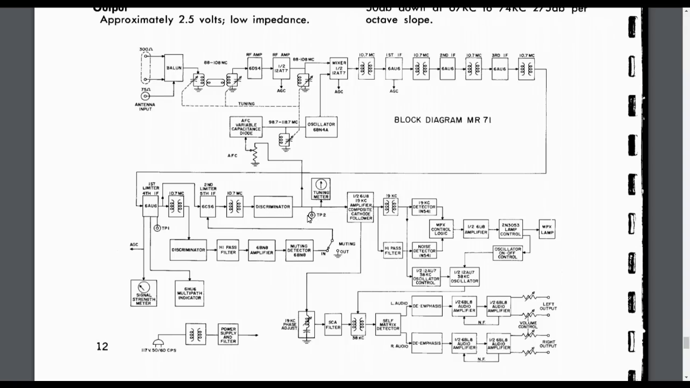And then test point 2 shows up here. Test point 2 here, test point 1 here. So test point 1 is basically at the end of the IF. Test point 2 is after the discriminator. So in here, we should have the whole signal, and a whole composite signal would be here. That'd be the left plus right, the left minus right, the 19 kilohertz pilot, and even the SCA signal.